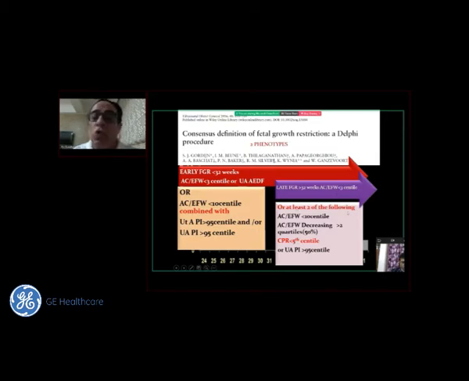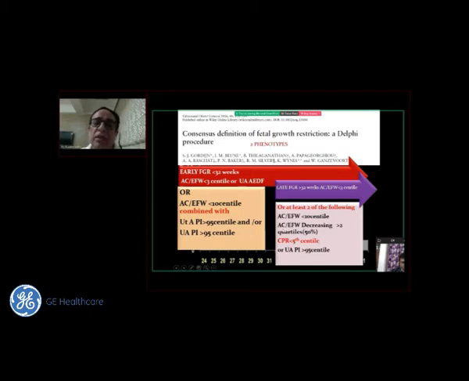Or at least two of the following: even if the fetus is between the 3rd and the 10th centile, or if the fetus is crossing 2 centiles, that is 2 quartiles, that means there is a 50% drop at least in the fetal growth, then that is again what we consider as FGR, and of course Doppler parameters. So two of these parameters need to be there.